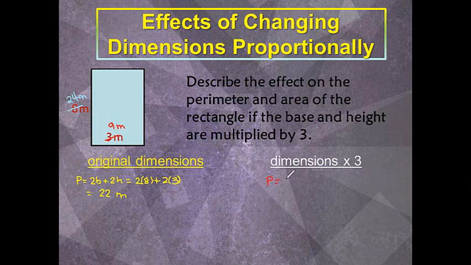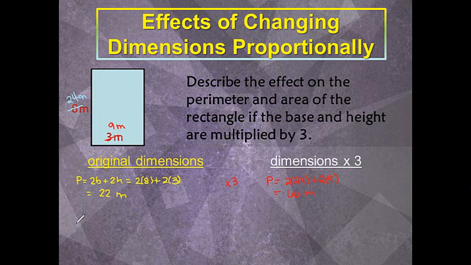So I now have a perimeter of 48 plus 18, and that will give me a perimeter of 66 meters. So with my perimeter change, my new perimeter is 66, my original was 22, so it looks like if I multiply the dimensions by 3, my perimeter is multiplied by 3.